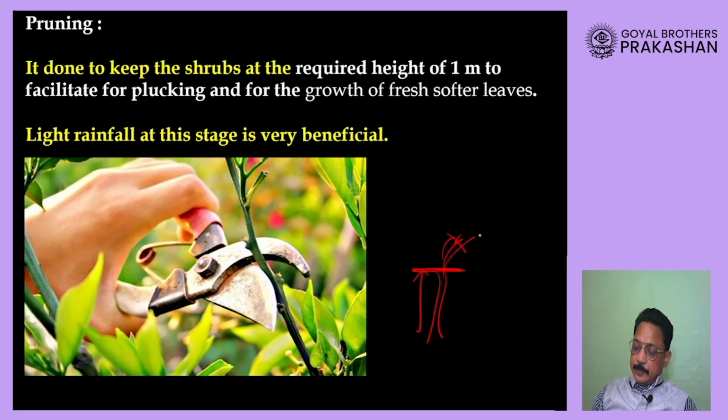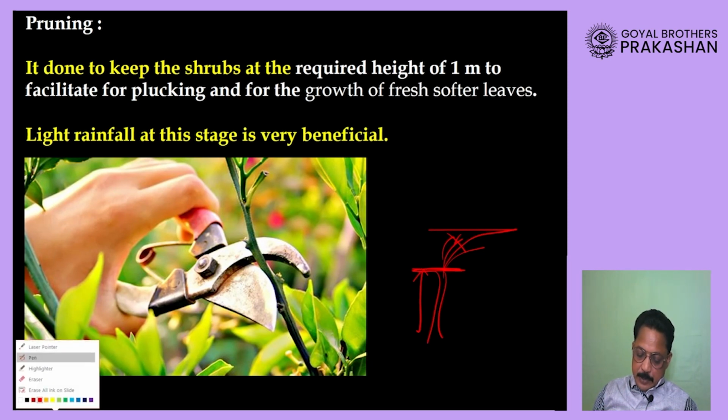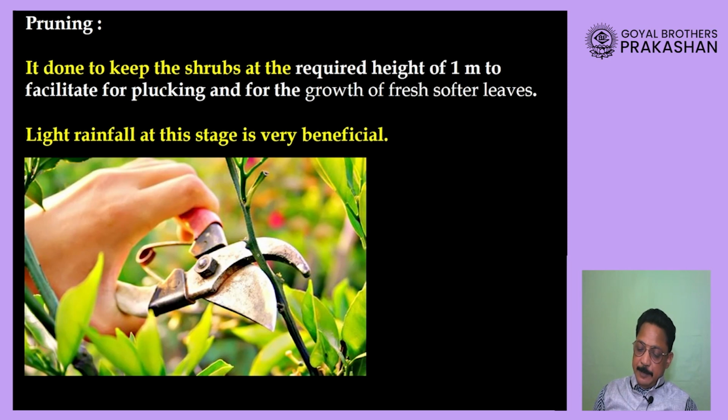Second benefit, whenever pruning is done, at the place where the plant is cut, two more branches will grow like this. If you give a cut over here, two more branches will grow. And the more the branches grow, the more the number of leaves, and then there will be better production of tea crop. And whenever this pruning is done, dear student, if light rainfall occurs at that time, then the new tea leaves grow faster over there.